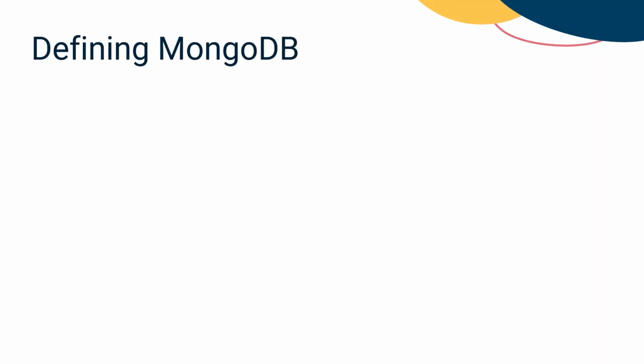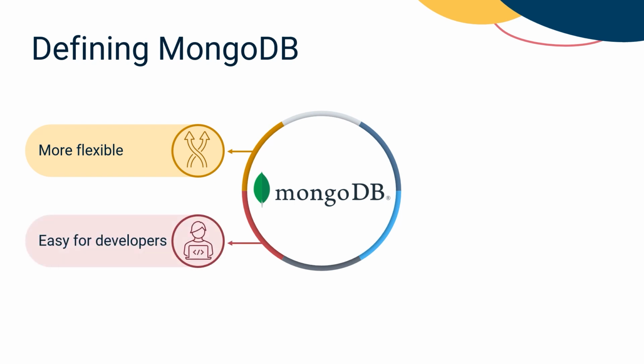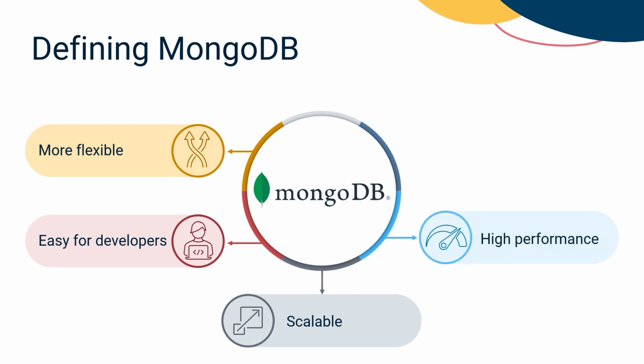Unlike traditional relational databases, MongoDB does not require a fixed schema, allowing more data modeling flexibility. It stores data in a format similar to JSON documents, enabling developers to work with it efficiently. MongoDB offers optimum scalability, high performance, and ease of use, making it a popular choice for modern applications.